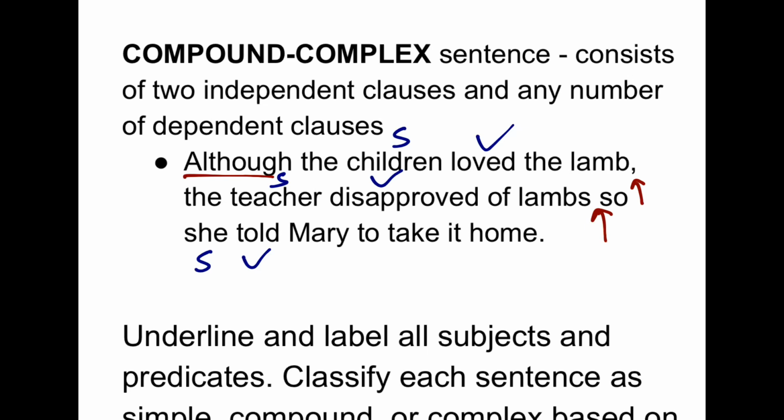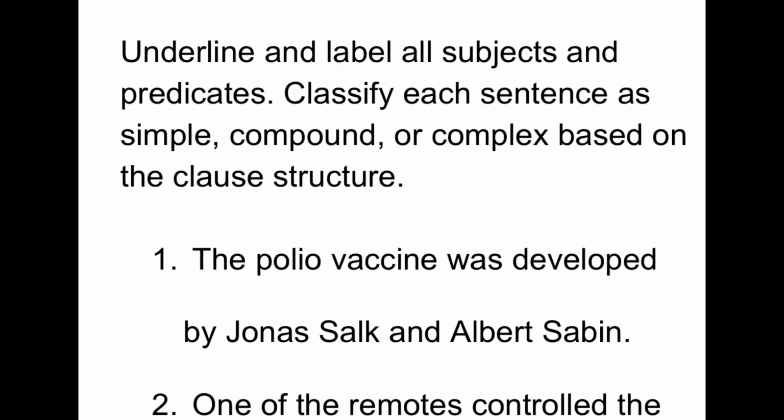Because of the briefness of these clauses, some would argue that the comma before so is optional. Don't worry, on quizzes we'll always put comma coordinating conjunction. But because I have 2 independent clauses, one of them has a dependent clause attached, the sentence is considered compound complex. So next we're going to do a whole bunch of practice underlining and labeling subjects and predicates in order to classify sentences based on their clause structure.